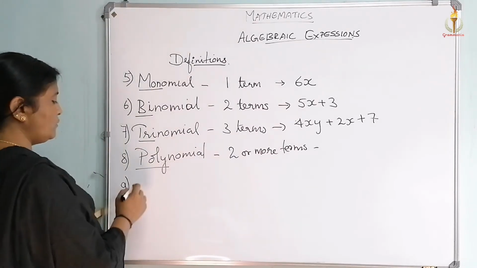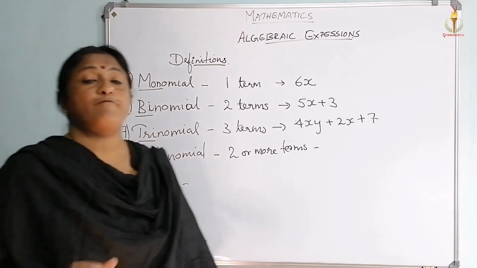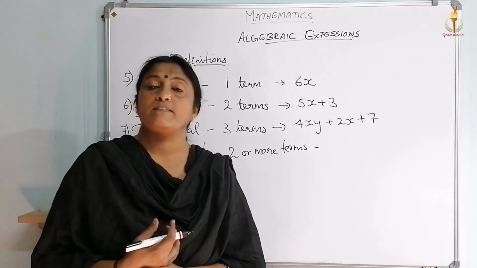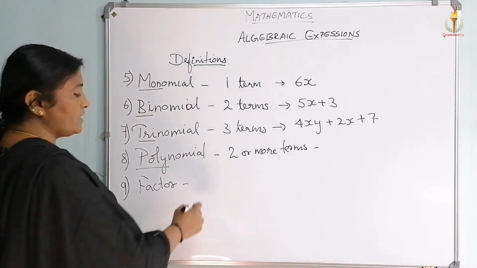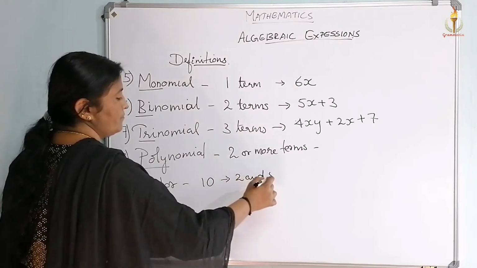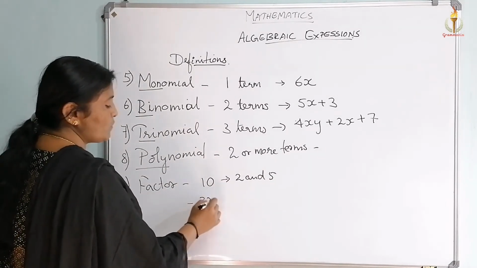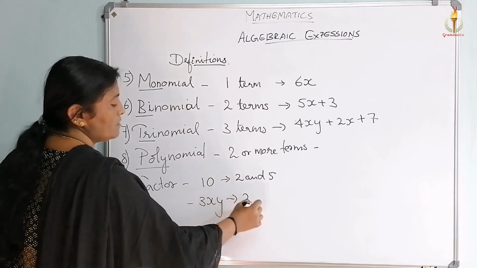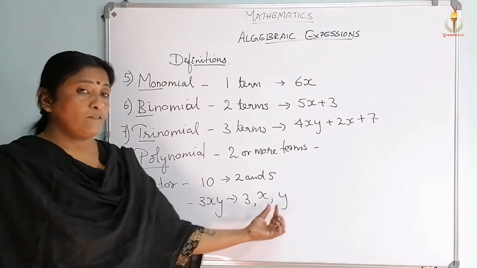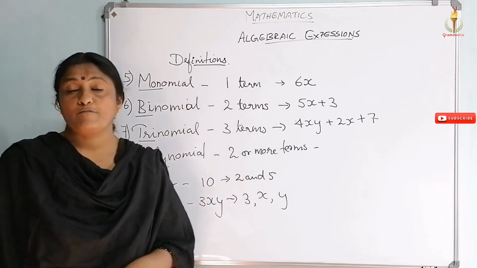Okay. So your ninth one is factor. Now what do you mean by a factor? A factor is any one of two or more numbers that are multiplied together to form a number. For example, if you have the number 10, the factors of 10 are 2 and 5. Similarly, the factors of 3xy are 3, x, and y. Similarly, factors of 10 are 2 and 5. So these are the factors.